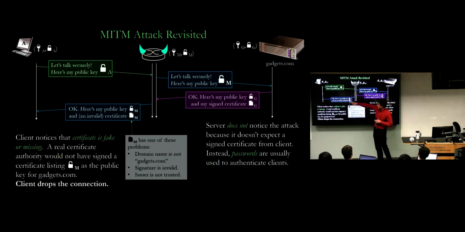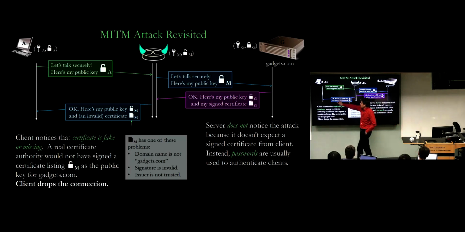Or it might list gadgets.com, but the signature might be invalid because it was signed with some random public key that the man in the middle generated. Or it could have been signed validly by some issuer that's sketchy and untrusted. So for example, the man in the middle could have his own certificate signing authority, its own public key, and it could sign whatever it wants with that. But that public key that was used for the signing is not something that's trusted by the client or trusted by someone that the client trusts through a chain. Okay? So this certificate's going to be invalid for one of three reasons.